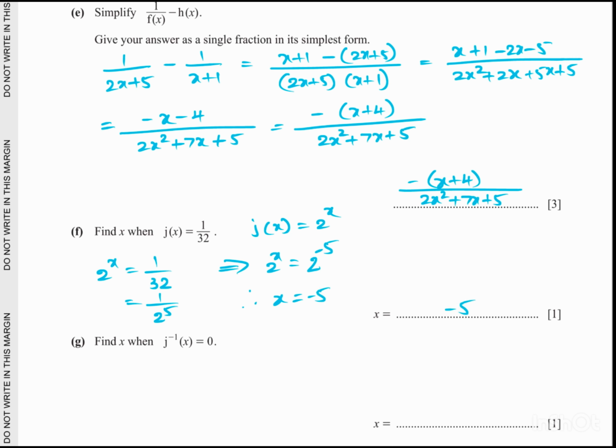Then question number G, last question of this main question. Find x when j inverse of x is equal to 0. So whenever inverse is given, we can apply j function on both the sides, left hand side and right hand side, to cancel out the j inverse. So if I apply j function on left hand side, j inverse and j get cancelled and x is left. On the right hand side, j of 0 will be 2 raised to 0. That will be 1. So the x value is 1.